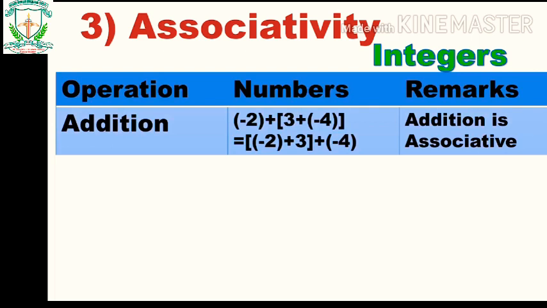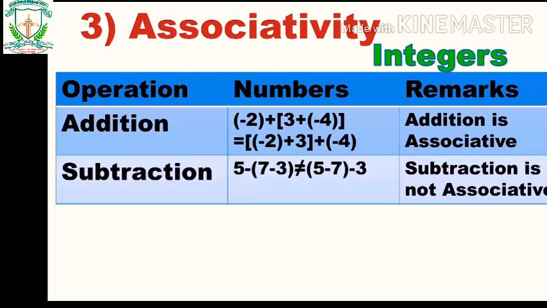Now let's try for subtraction. Let us take three integers 5, 7, minus 3. In this case 5 minus bracket 7 minus 3 is the same as bracket 5 minus 7 bracket minus 3. Here also, first we need to solve the brackets, that is 7 minus 3 is equal to 4. 5 minus 4 is equal to 1. So we are getting LHS as 1.